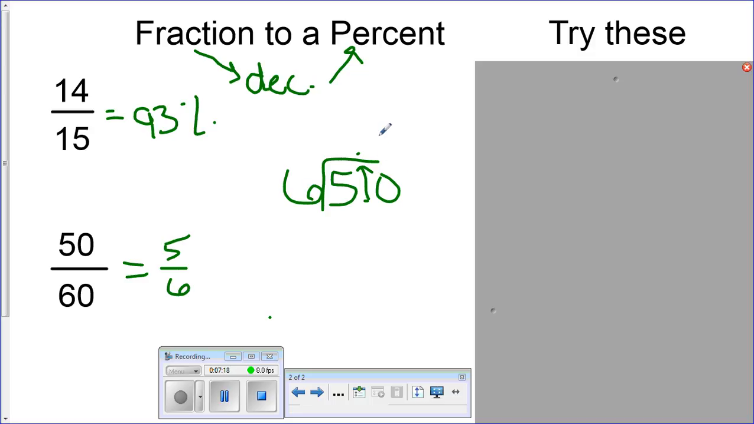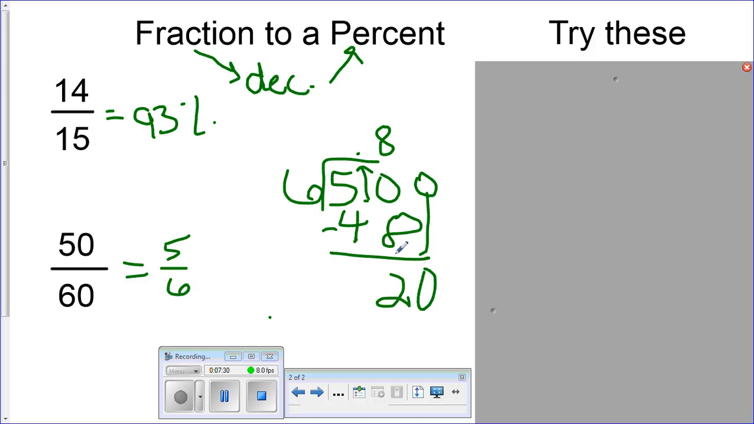And as we divide through here, 6 goes into 50 8 times, not 6. I don't know what I was thinking. So we have 48, subtract, remainder of 2, bring down a 0. 6 goes into 20 3 times, because that gives me 18. And when I subtract, I have a remainder of 2. And I bring down one last 0. And if you notice, I have 20 and 20 in another match. So we're going to have a repeating decimal here.